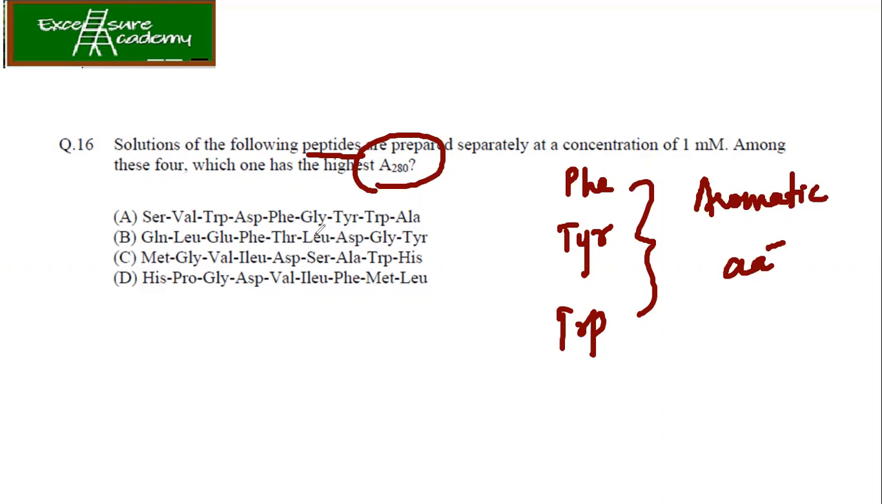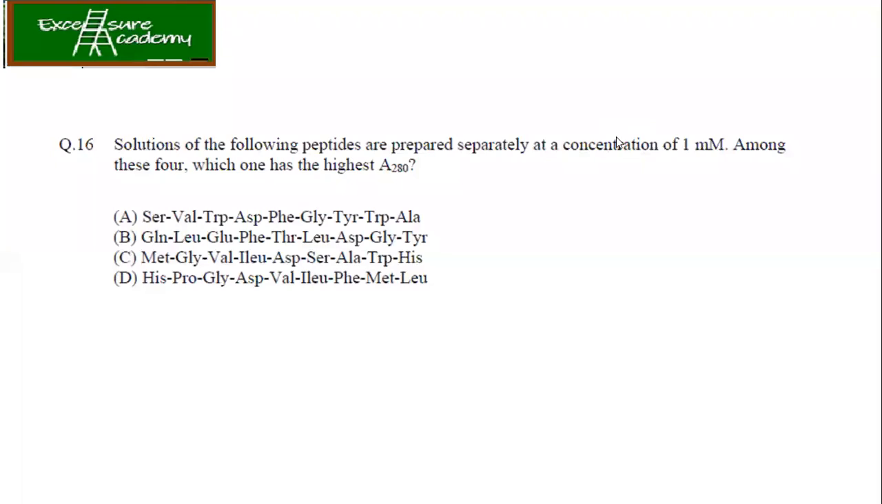In this case, you have one tryptophan, one phenylalanine, and tyrosine and tryptophan. Here 4 are there. In the second, only 2 are there. Third option, you don't have any. Okay, 1 is there. Last option, only 1 is there again. So among all the options given, option A, this particular peptide, has a high number of aromatic amino acids. Hence, the answer is A, which will have the highest absorbance at 280.